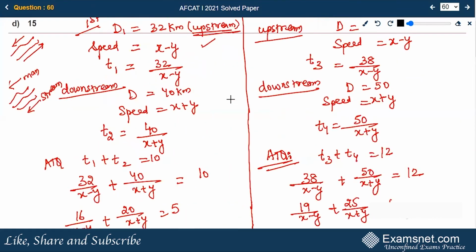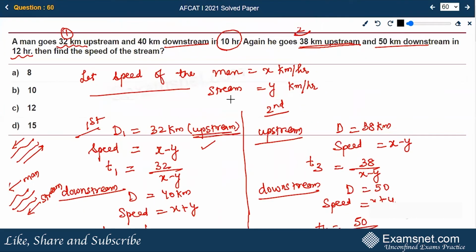So let's see what the question was asking us. You have to find out the speed of the stream. Speed of the stream was denoted by y. Y came out to be 8. So the correct answer to this question is option A, that is 8 kilometer per hour. Next, question number 61.